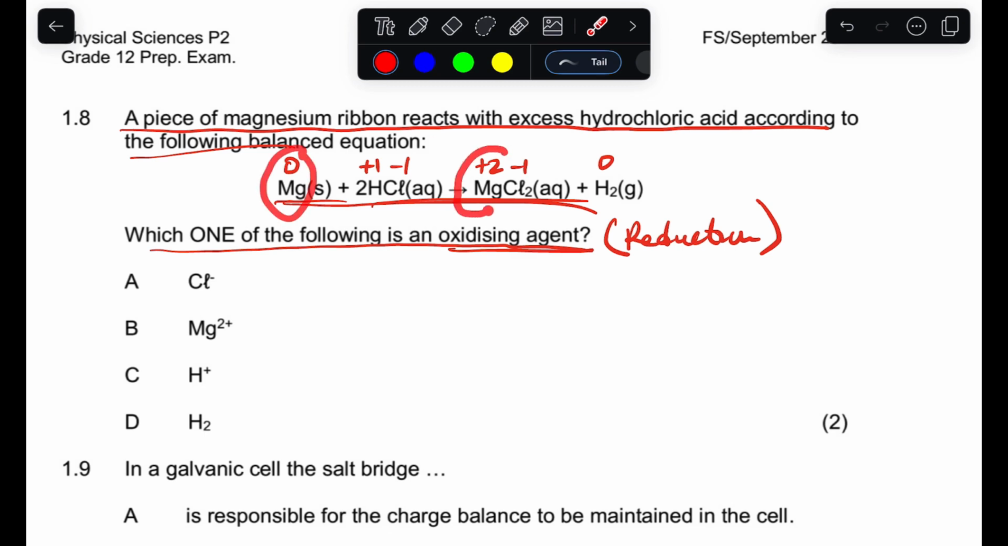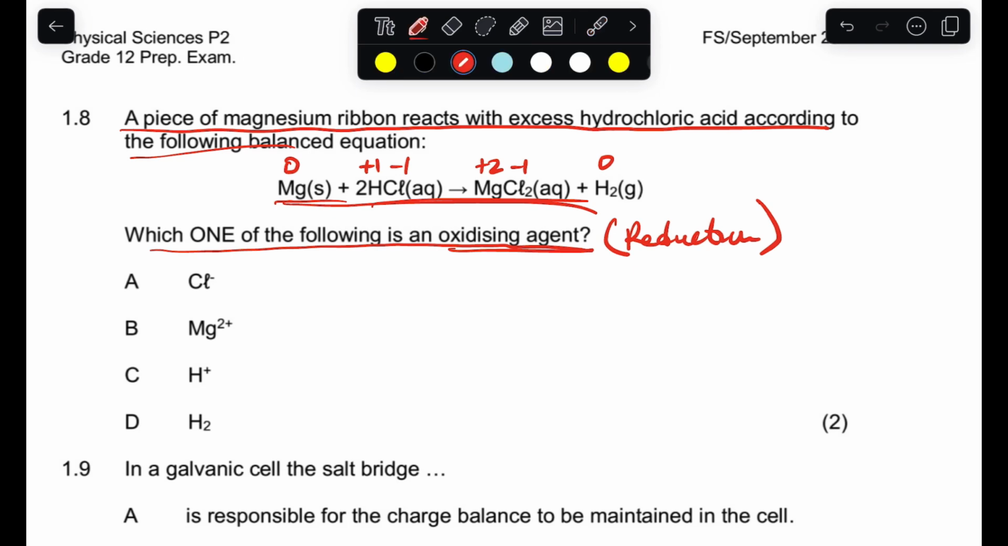Magnesium goes from 0 to +2, which means an increase, so it undergoes oxidation. Let's look at hydrogen. Hydrogen is +1 and becomes 0, so there's a decrease in oxidation number. So which one oxidizes? It's H+, the oxidizing agent, which is the one that is reduced. It's H+.